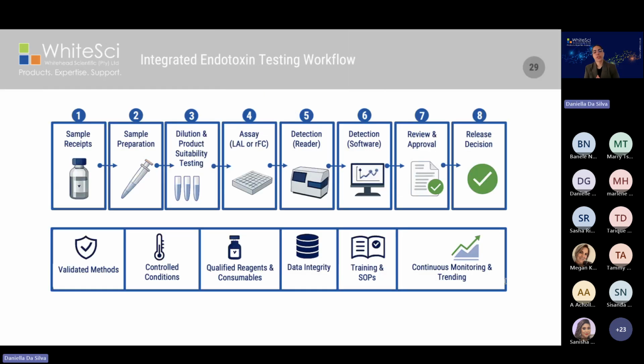So before we move to the conclusion, I'd like to just reinforce one key message from today's discussion. It's about reliable endotoxin testing: it's not simply about selecting the assay. It's about understanding and controlling the entire workflow. So sample preparation influences your assay performance. Your assay selection then influences the sensitivity and the suitability. Your instrumentation will influence your reproducibility. Your software will influence your traceability and your data integrity.